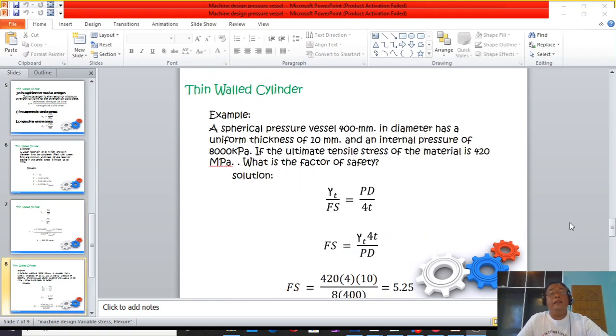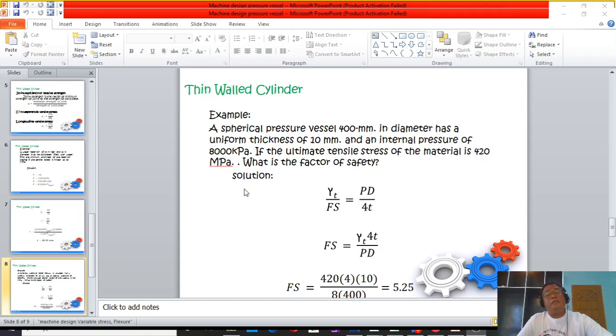And then another, we have here a spherical vessel. Take note, class, that the first example is an application of the tangential stress, and here is along the longitudinal stress. A spherical pressure vessel of 400 millimeter diameter has a uniform thickness and an internal pressure of 8,000 kilopascal. Its ultimate stress of the material is 420 megapascal. What is the factor of safety?